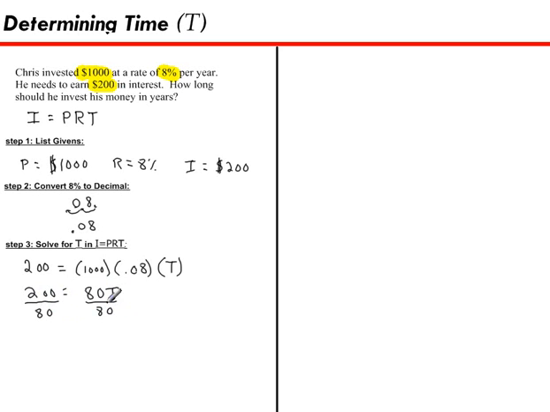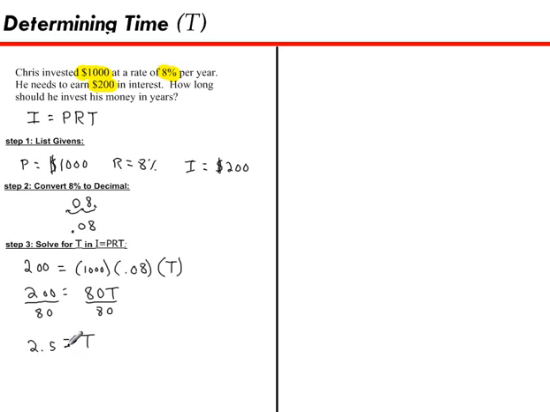Now I have an 80 over an 80 right here. Well, any number divided by itself is actually just a big fancy looking 1. So this 80 over 80 will be gone, leaving just a t behind. And 200 divided by 80 is 2.5.